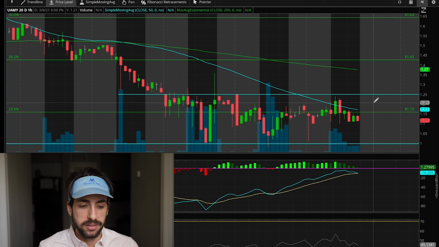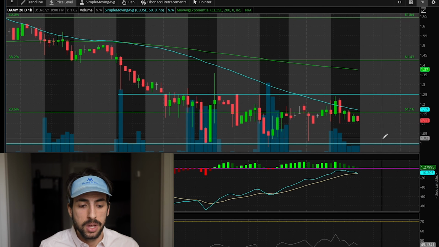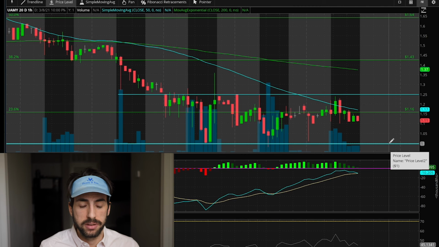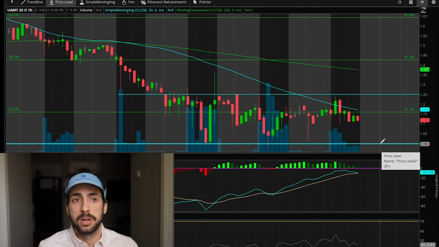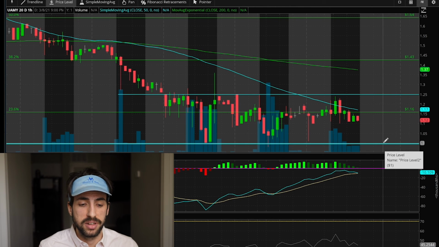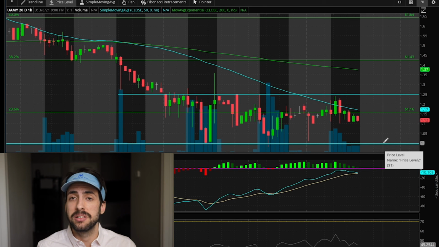And then as far as the bear case scenario, if for whatever reason it keeps going down, look for that $1 price level to be pretty strong, because not only was this put in place a couple months ago, but this is just a solid number. It's a whole number. I would have to imagine it's going to take a lot to break through that, but it doesn't mean that it can't.